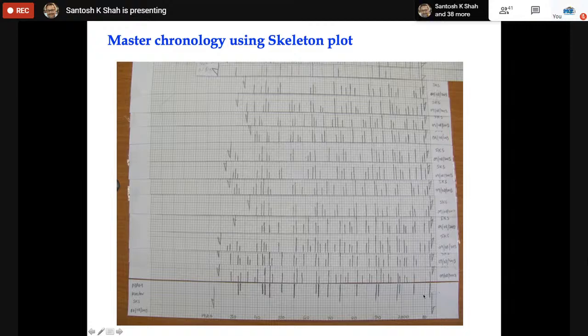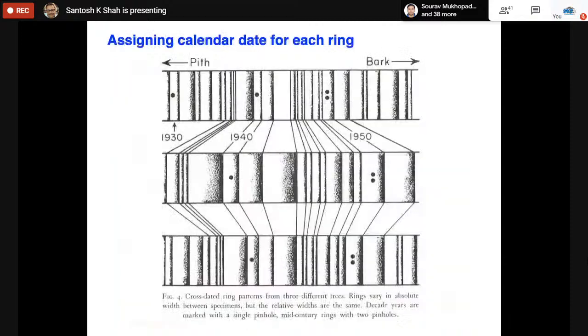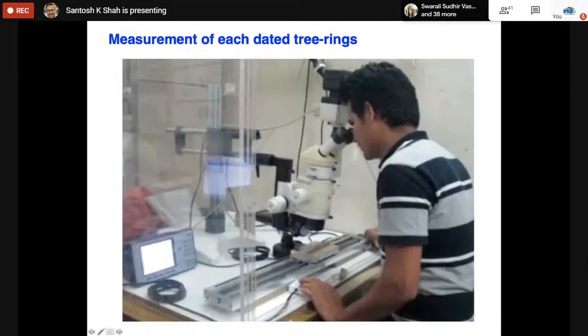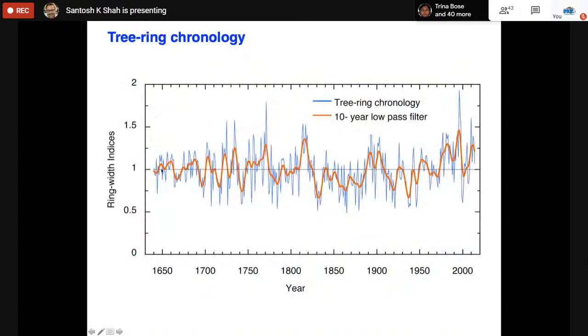This is a lengthy process, so it needs another complete lecture. But here I am just telling you that we can date the sample with the help of averaging many samples. After dating each ring of each sample, we have to measure each ring with the help of a microscope and measuring machine. Then the value of each ring goes to the computer. Then we take some kind of average of the entire sample collected from one region or one site.